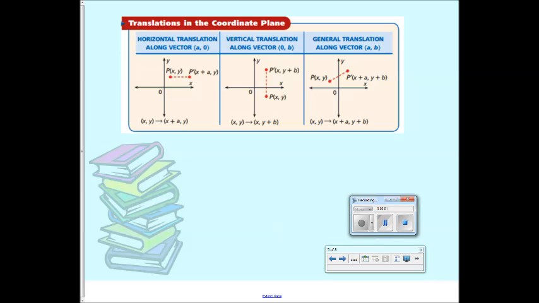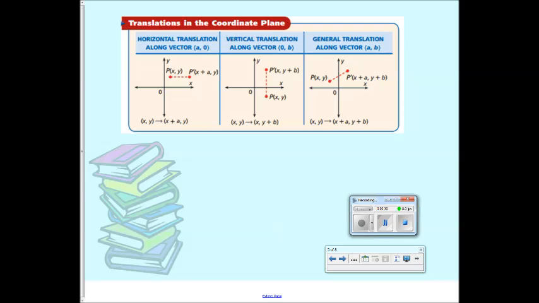All right, so again, just like with reflections, a lot of times it's easier to draw these when you're doing it on a coordinate plane because it gives you a frame of reference. So when you're doing a translation on the coordinate plane, there are 3 different ways you can do it. You can do a horizontal translation along vector A, which means that in this case, which one would change? The x would change. So in a horizontal translation, the x changes by whatever A is.